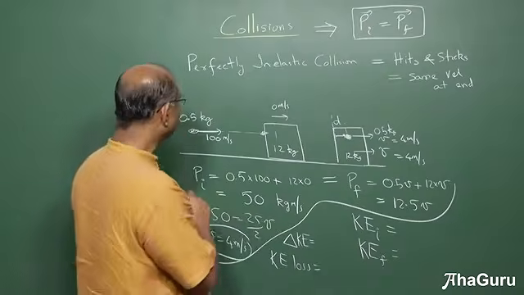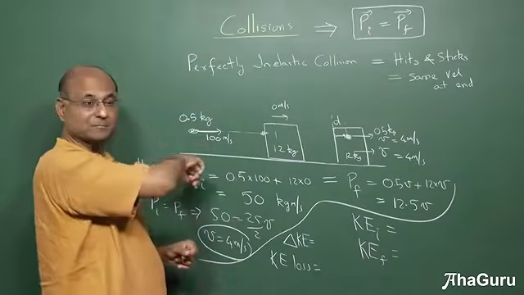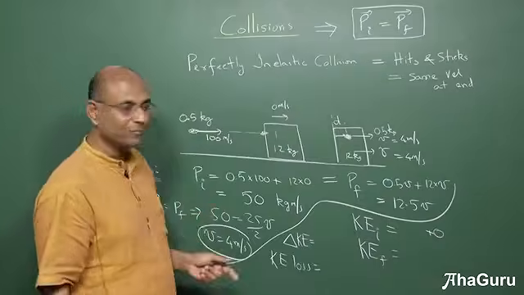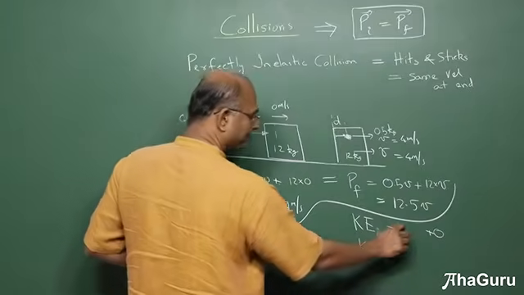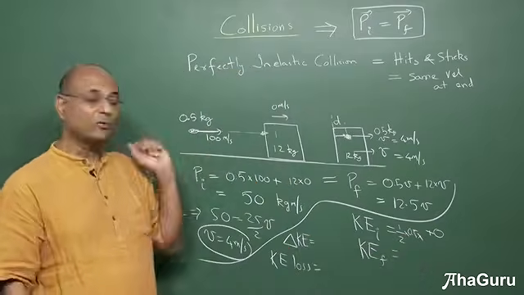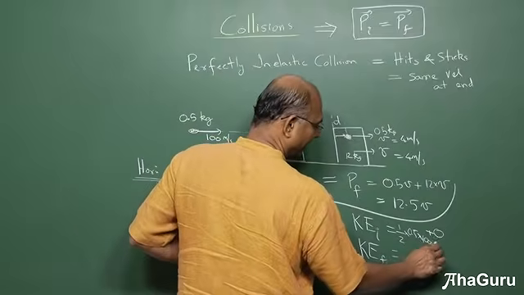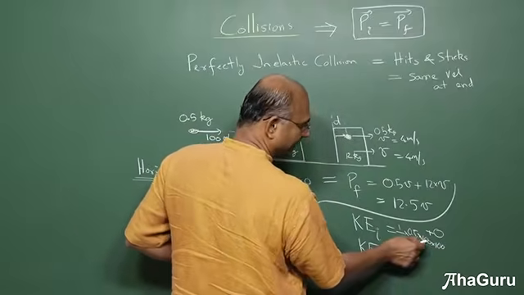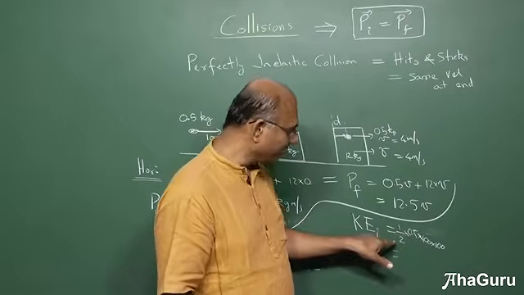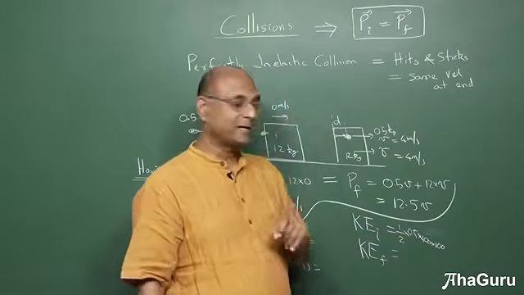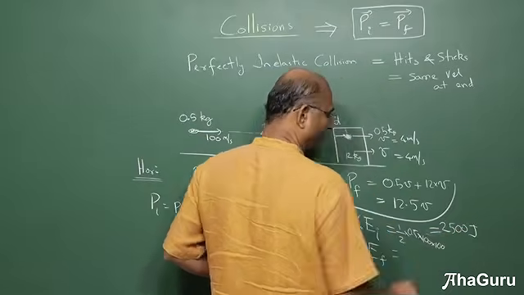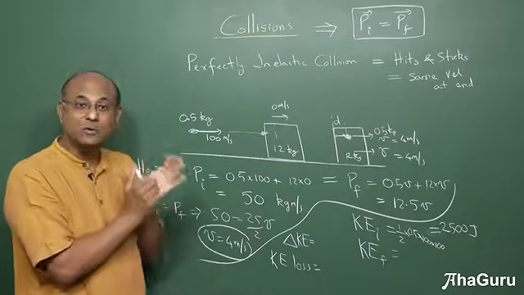Let us calculate first. What is the kinetic energy in the beginning of the whole system? Well, what is this block's kinetic energy? 0, because speed is 0. What about the bullet's kinetic energy? Half mass is 0.5 into V square, 100 into 100. You can just ignore the 0 because it doesn't matter. So this is going to be 1 by 2, 1 by 2, so 25 times 100. How many joules? 2500 joules. It's a lot of energy. This bullet has a huge amount of energy.